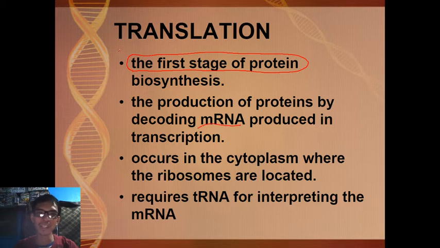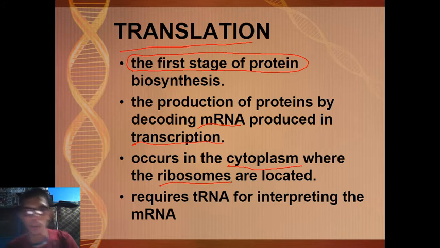So technically, no translation will happen if there's no transcription. So the first process is very important. Next, translation occurs in the cytoplasm, while the other one occurs in the nucleus. Why the cytoplasm? Because ribosomes are located in the cytoplasm. And what are the things that we have right here? We have tRNA, and it is required for interpreting the mRNA.